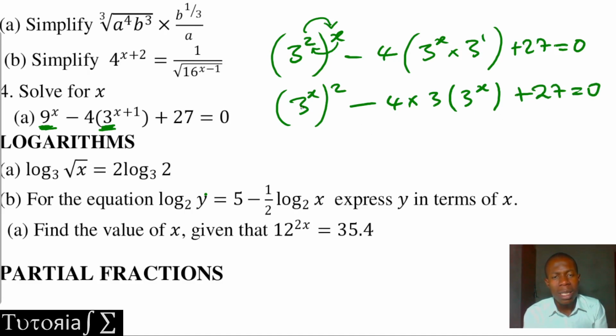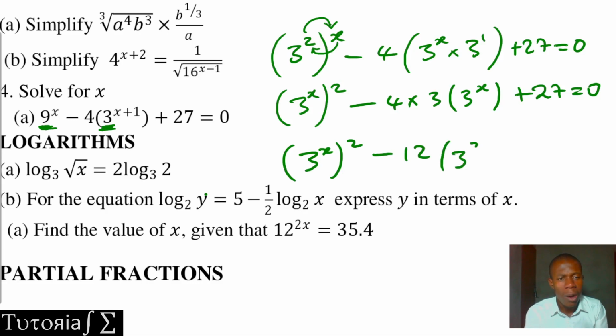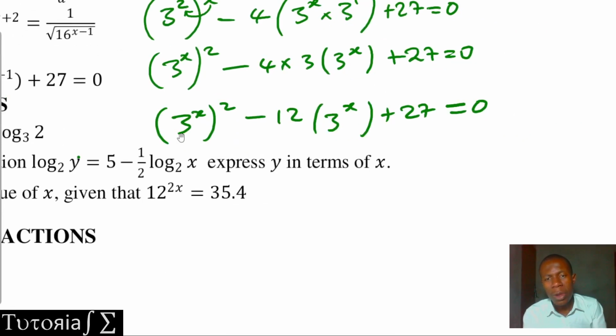So now here we simplify further. This is 3 to the power x to the power 2 minus 12 and 3 to the power x plus 27 equal to 0. Now, when you get to this point, it is very easy. You have 3 to the power x there, 3 to the power x there.